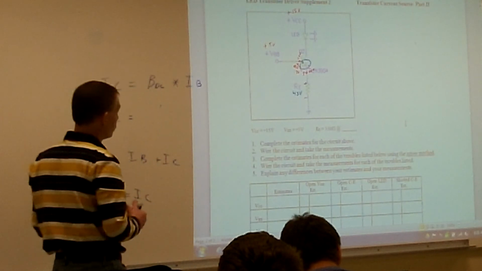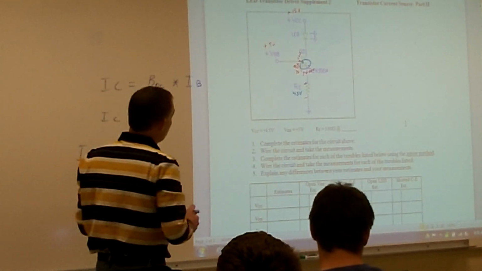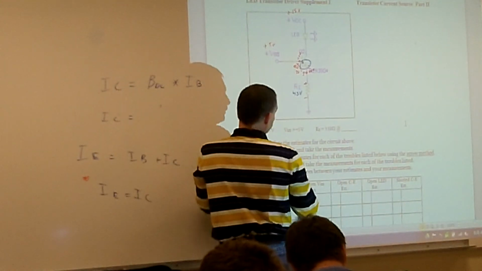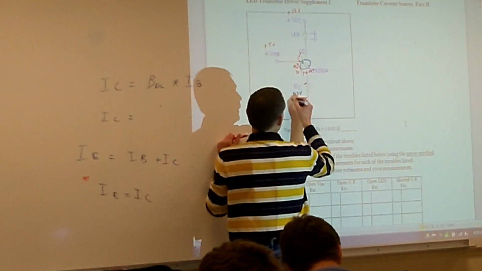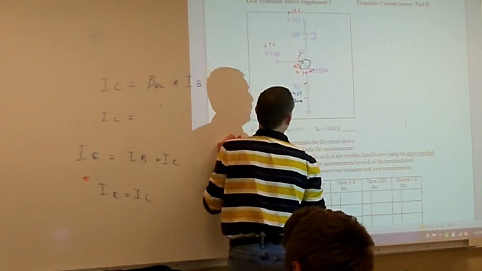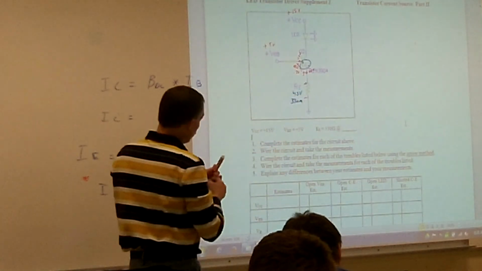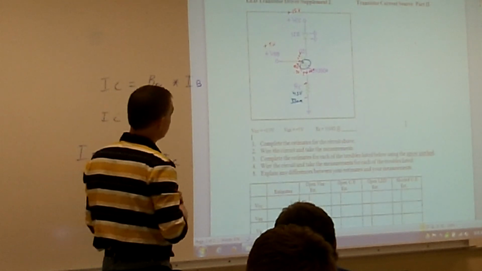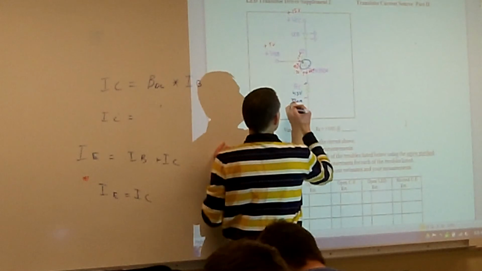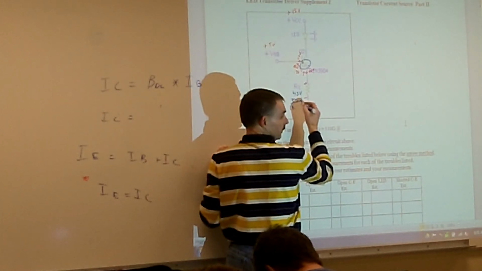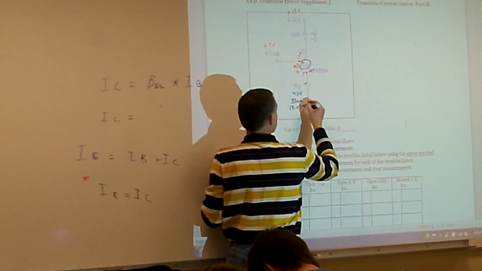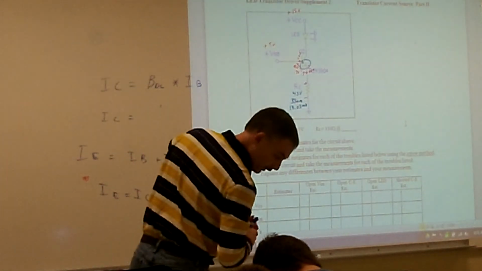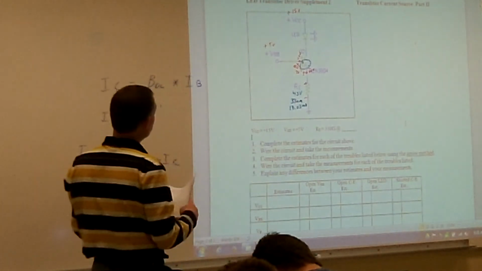my 4.3 volts. We know that RE is equal to my 330 ohms. So what's my current then for 13.03 milliamps? Okay, so that's going to be my current going through my emitter.